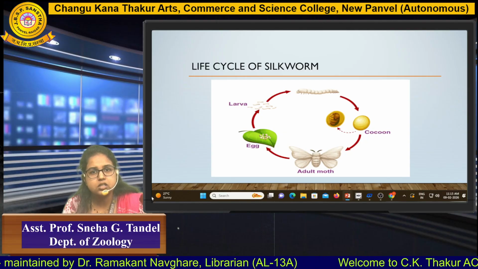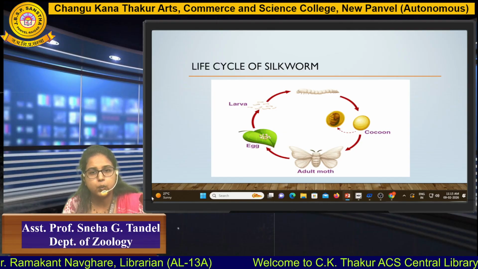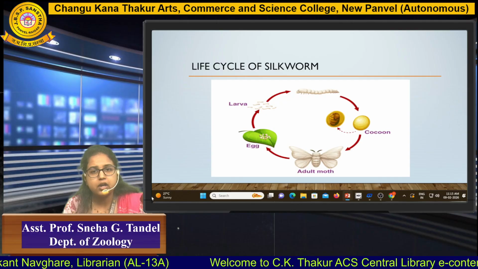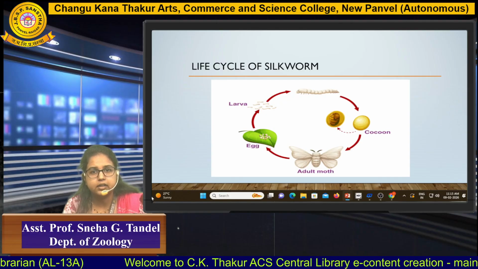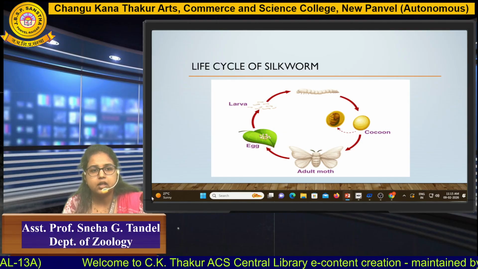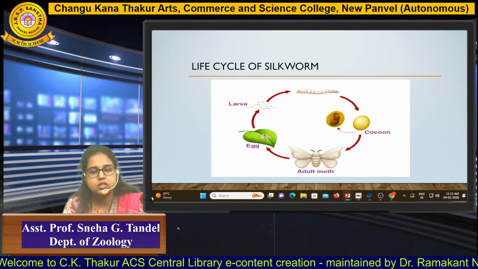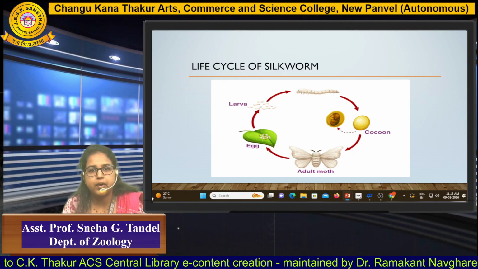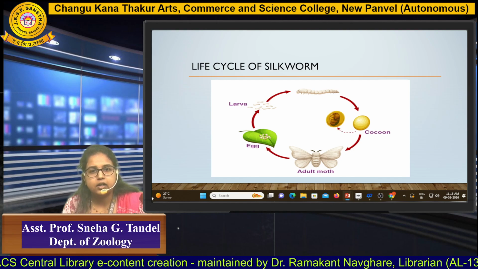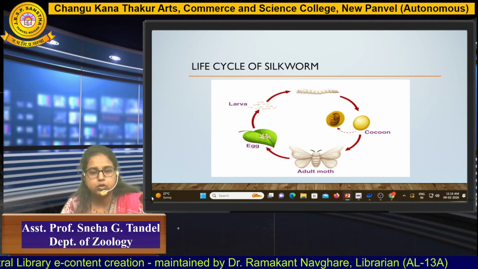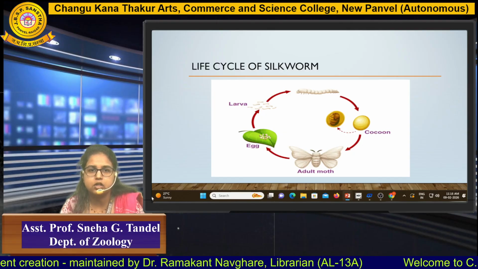After the last instar stage, the larva transforms into the cocoon. Within 25 hours, they form the cocoon and stay inside it. After that, it is called the pupal stage. The pupal stage lasts about 10 to 12 days according to the species. And after that, the adult silk moth emerges out. This is the life cycle of silkworm.